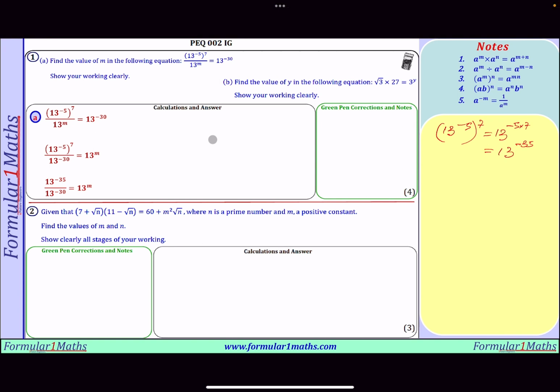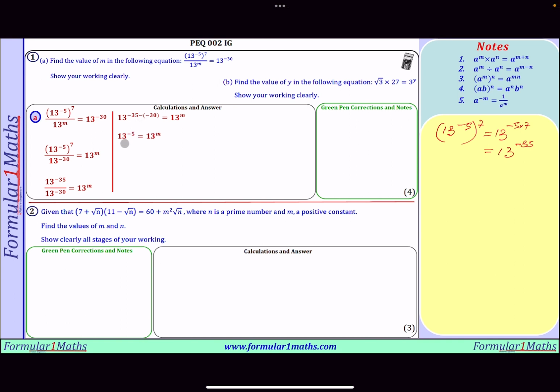Then we're going to use rule number 2 to simplify the left-hand side of this equation. So we are going to get 13 to the power minus 35 minus 30 is equal to 13 to the power m. But this will give us 13 to the power minus 5 because a minus and a minus gives you positive. So we end up with 13 to the power minus 35 plus 30. So we're going to get this.